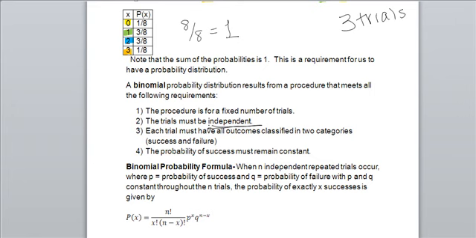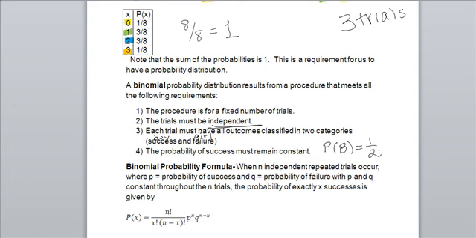Each trial must have all outcomes classified in 2 categories. So in this case our success was a boy, our failure was a girl, and the probability of success must remain constant, which it did. It remained at 1/2. So the probability of a boy on a single trial remained 1/2. So we met all of those in our probability distribution.